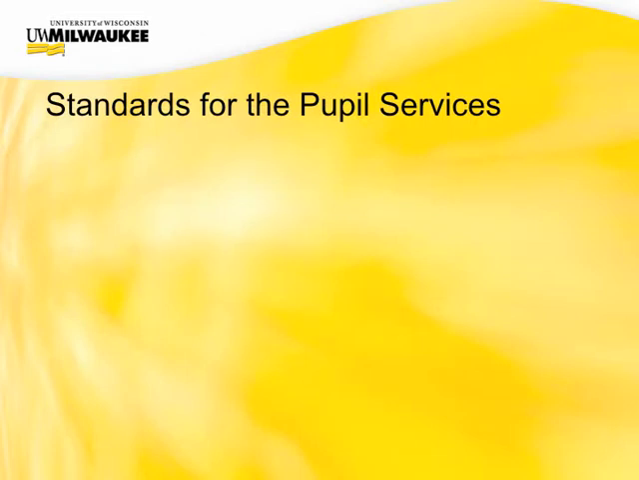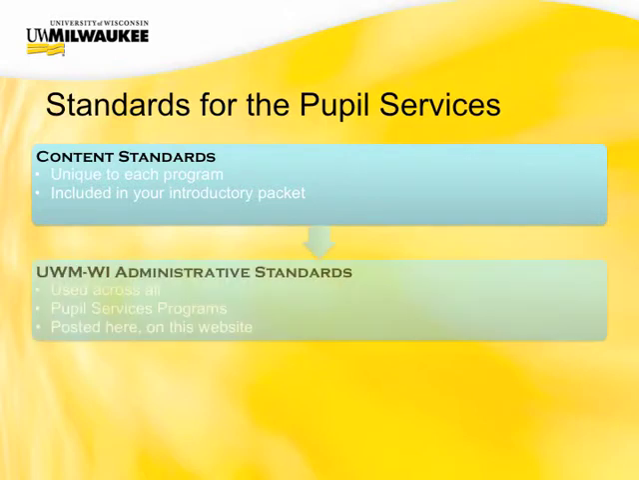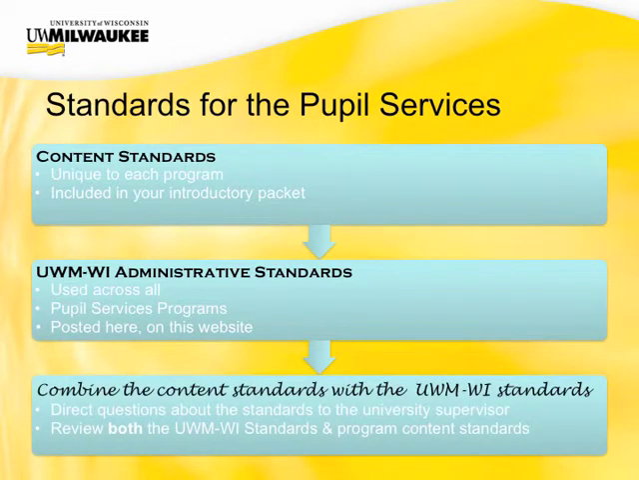In addition to these standards, each of the 3 programs that I mentioned, which were school psych, school counseling, and school social work, have specific content standards that are linked to other state and national institutions. So the different areas of pupil service programs will be providing you with a description of the content standards in an introductory packet, and the goal is to link the DPI 7 standards with these content standards. So ultimately, once you get the packet, if you have questions about the standards, you can contact your student, intern, or practicum student's university supervisor for your professional program.